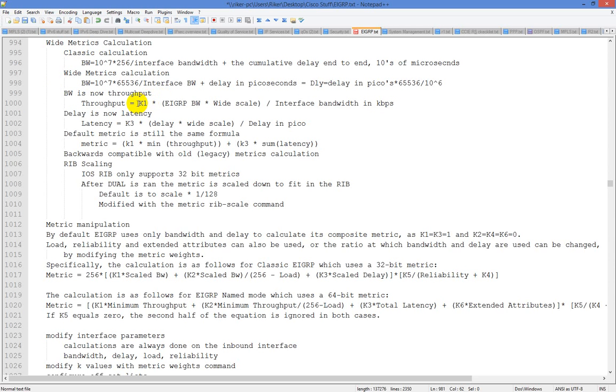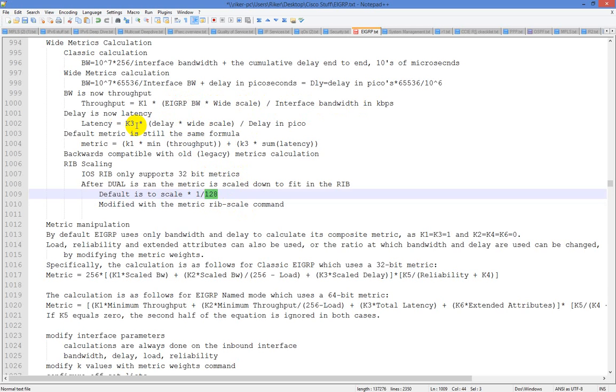It's a little more complicated to run through this, but I'll do my best to explain it. The idea is you take K1 times the EIGRP bandwidth times the wide scale, and divide that by the interface bandwidth. The wide scale by default is 128. So you take bandwidth times 128, divide that by the interface bandwidth in kilobits per second, and then you have whatever that value is.